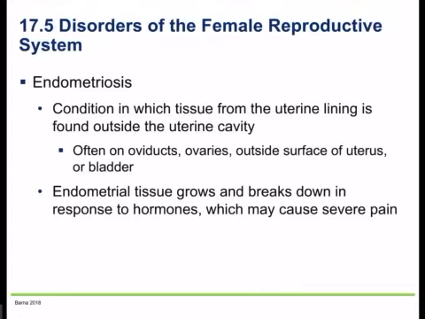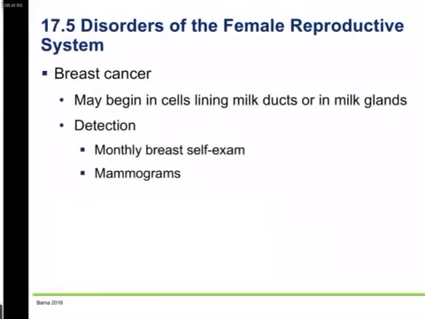Endometriosis. So basically endometrium, you saw that in the inside of the uterus, it can occur in other areas of the female reproductive system. And so it can actually grow and break down in response to all the changes of your hormones in your cycle, which can cause a lot of pain.